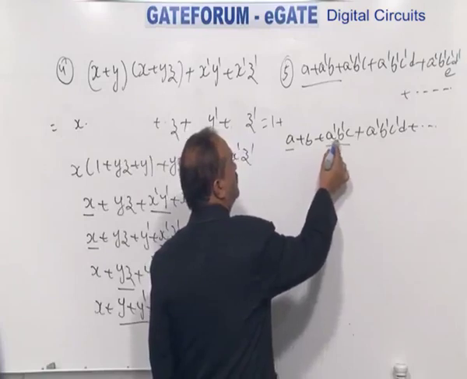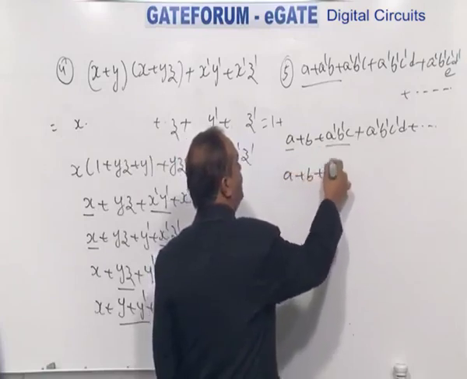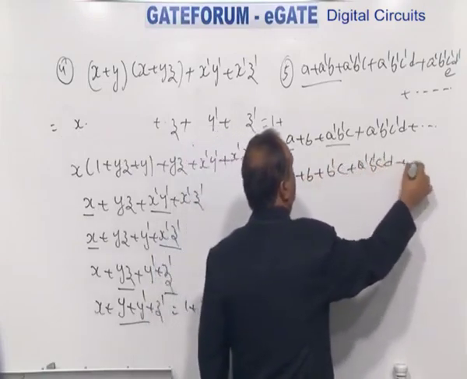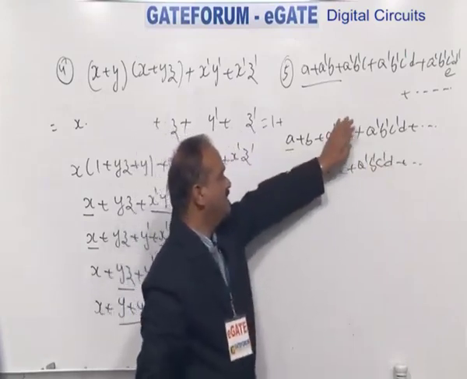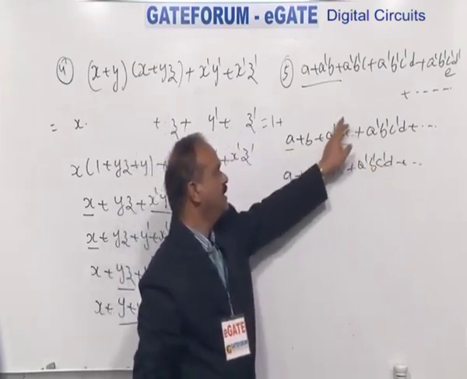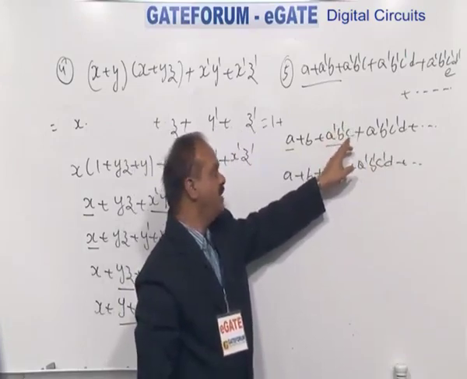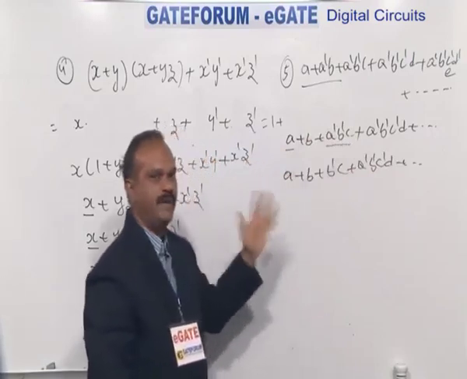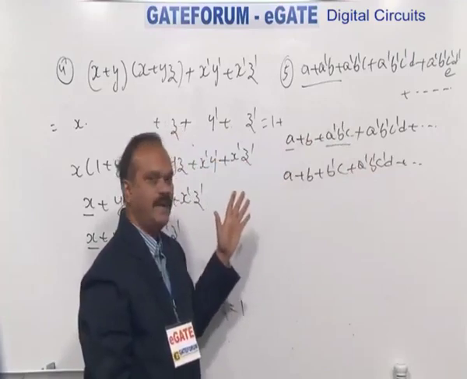So you can eliminate a bar here. So a plus a bar b bar c plus a bar b bar c bar d, and so on. Assume b bar c as a single entity, that is, let us say B. It is in the form of a plus a bar B, where B is equal to b bar c. Hence we can eliminate a bar.